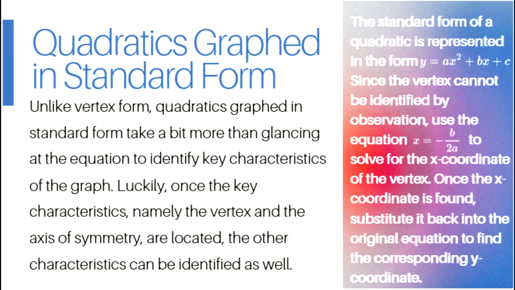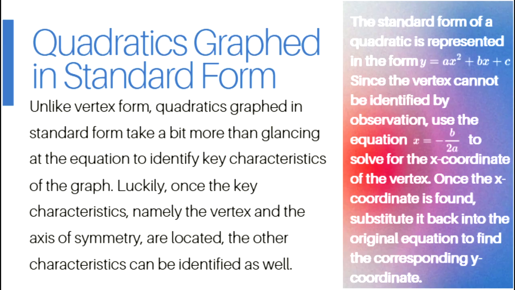Quadratics graphed in standard form. Unlike vertex form, quadratics graphed in standard form take a bit more than glancing at the equation to identify the key characteristics of the graph. Luckily, once the key characteristics, namely the vertex and the axis of symmetry, are located, the other characteristics can be identified as well. The standard form of the quadratic is represented in the form y equals ax squared plus bx plus c. Since the vertex cannot be identified by observation, use the equation x equals negative b over 2a.